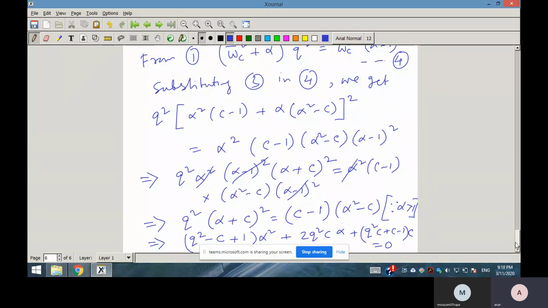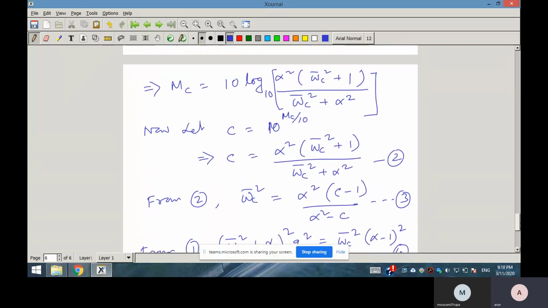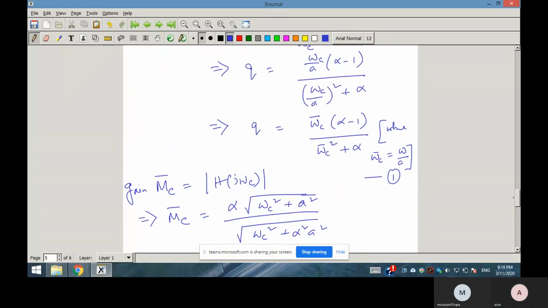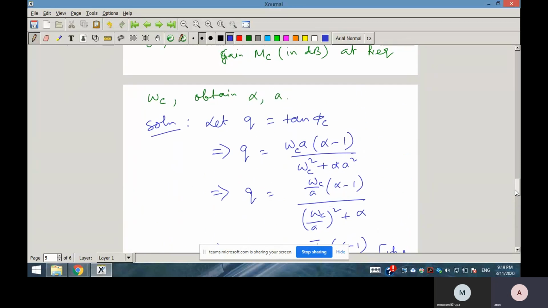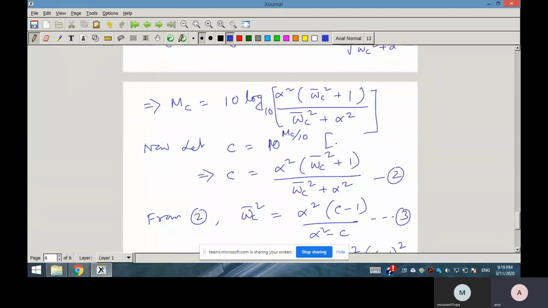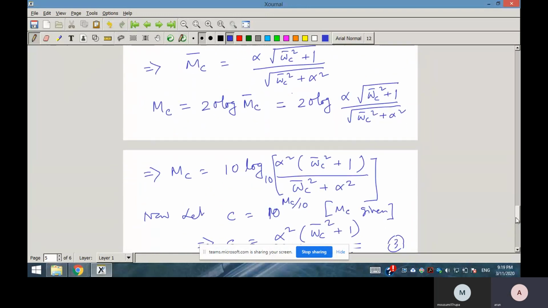Now we have to show what is given to us. Given is q and c. What is c? C is 10 to the power Mc by 10. Mc is given, Mc in dB, so that means C is given. And what is your Q? Q is omega C bar into alpha, well, Q is tan of phi C. So phi C is given and Mc is given, which means your Q and C are known.